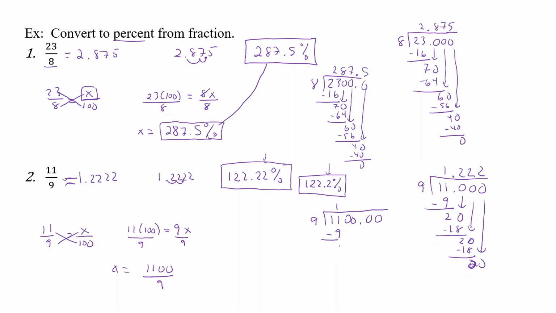Subtract that off, we get 2. Bring down our 0, and now it's going to be a 2, and that's 18, and then 2. Now we bring down our 0, and that's going to be a 2 again, and again, it just repeats and repeats and repeats. So at this point, we can say, okay, well, we just want 1 decimal place, so that's 122.2, and that's what x is, and that's over 100. So if we drop the 100, we can add the percent, and then that's going to be our percent there.